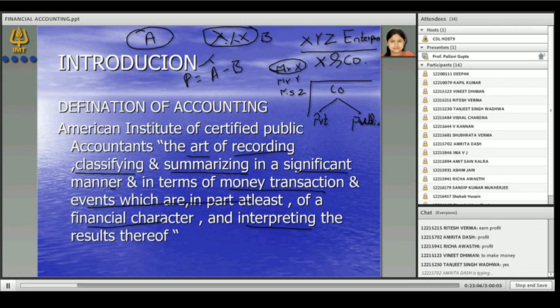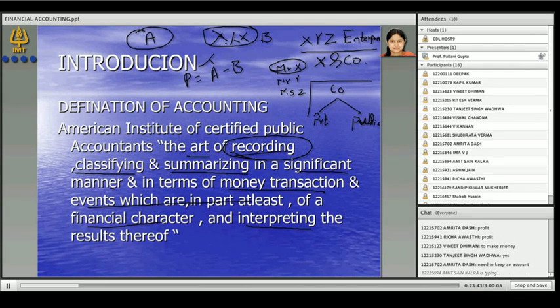But there are so many transactions taking place in a single day. I'm paying for labor, I'm receiving cash, and so many other things. And if I need to calculate the profit at the year end, I will have forgotten everything. I will not be able to recall how much I paid for the labor and how much cash I received from the customers. That's the reason I need to record these transactions.